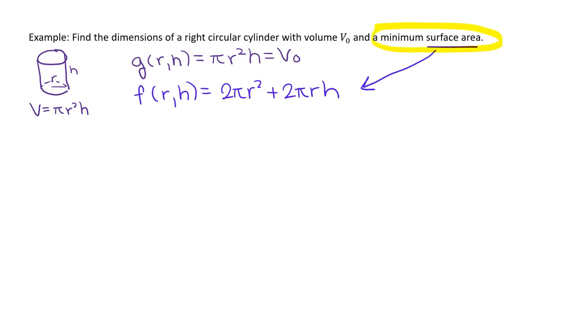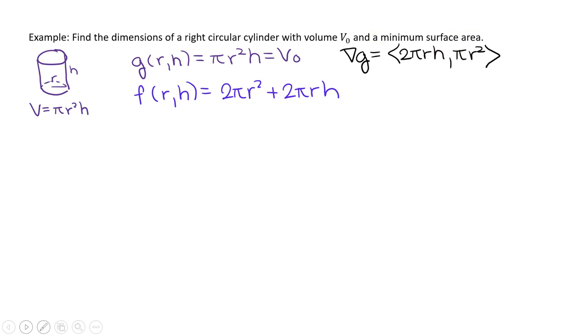And the thing that we're trying to minimize is surface area. So my function f is going to be my surface area equation. And the surface area of a cylinder would be the area of the top, the area of the bottom, that's 2 circles, plus the area of the sides. And the area of the sides is 2 pi r times h. Okay, so function f is my surface area equation, and that's what I'm trying to minimize.